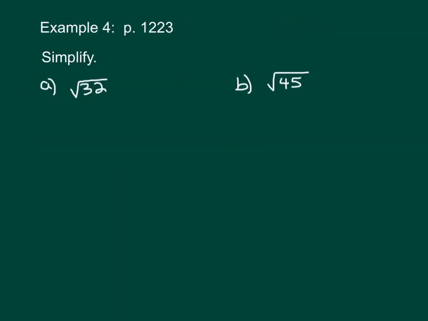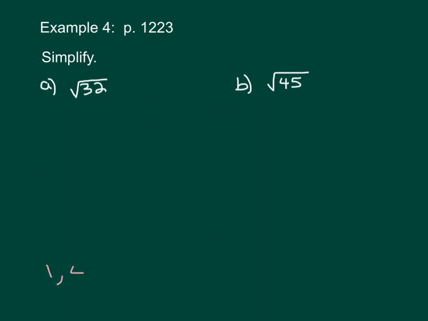Okay, in example 4, I'm going to show you how to simplify radicals. So the first thing you need to look for is the factors of the radicand, the number under the radical sign. And if it's a square root, like in examples A and B, you have to make sure that none of the factors are perfect squares. So again, it's a good idea, even though you know your perfect squares, to just be able to look at a list of it. So I'm just going to list my perfect squares here down at the bottom.